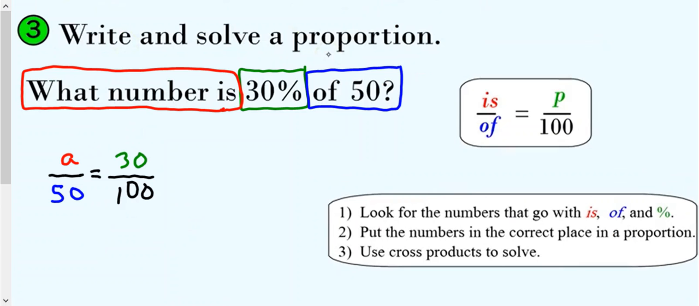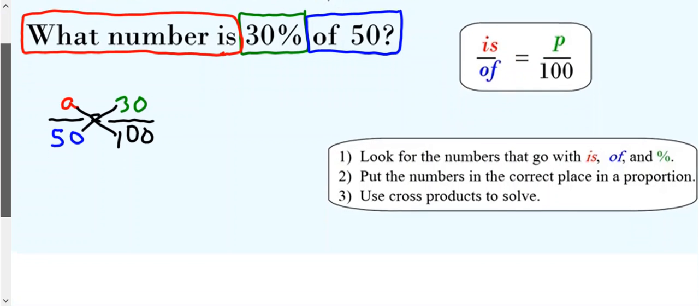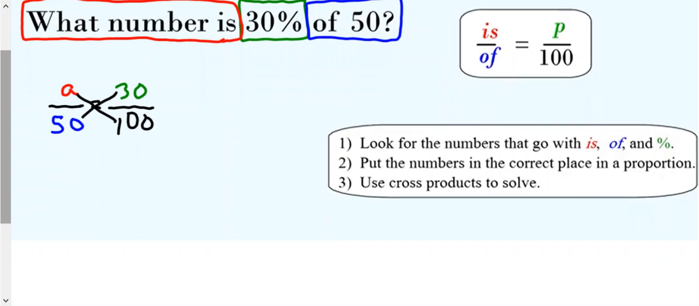All right, let's see how we did. You can see as I started here, I already have the colors, the information boxed in the question, and then my proportion is set up. So what number is what we're looking for, so that's A. 30%, so that's 30 over 100, of 50, so that's our whole. So of 50 is in the bottom here. Now we can cross multiply to solve for A. So 30 times 50 will be 1500, and then A times 100 will be 100A.